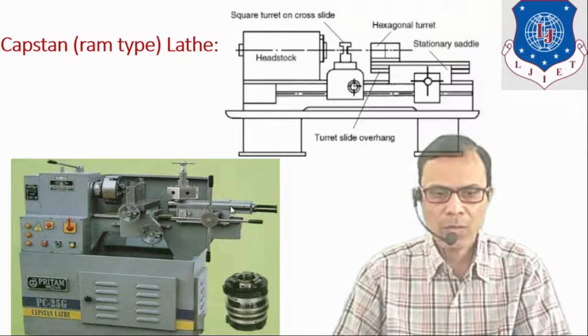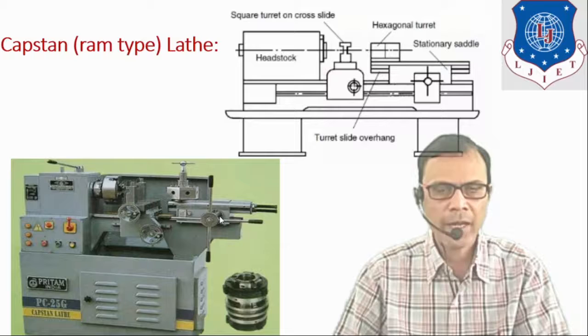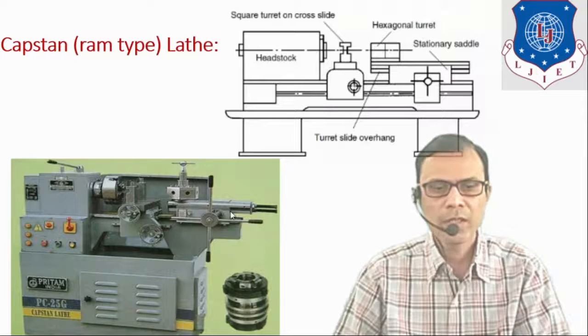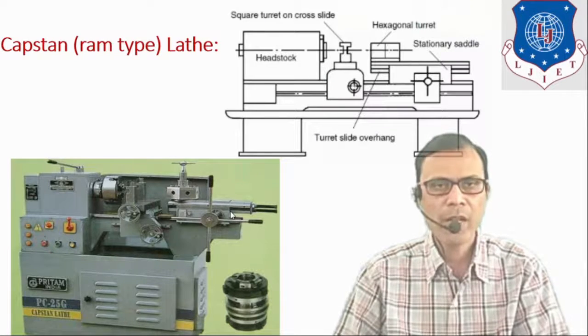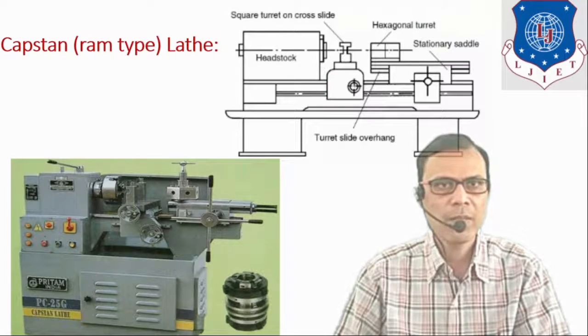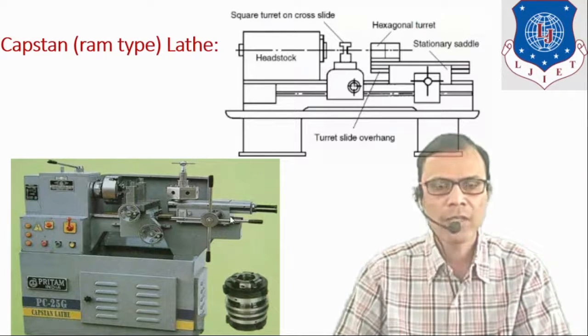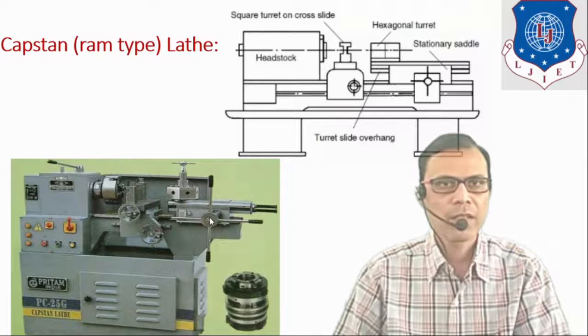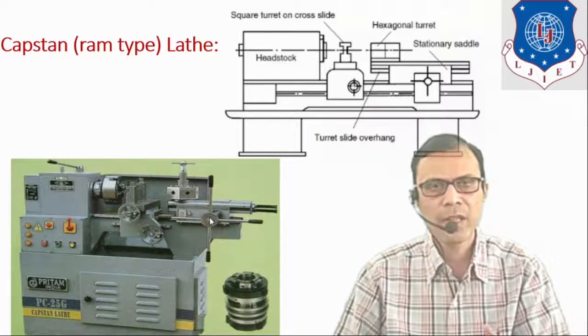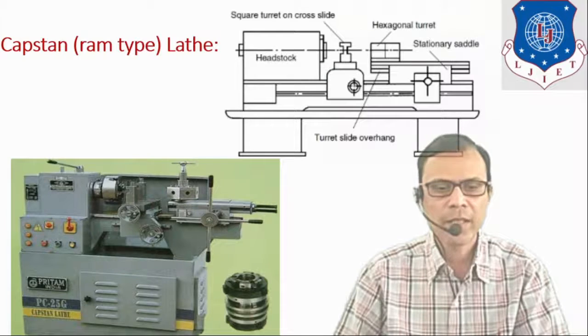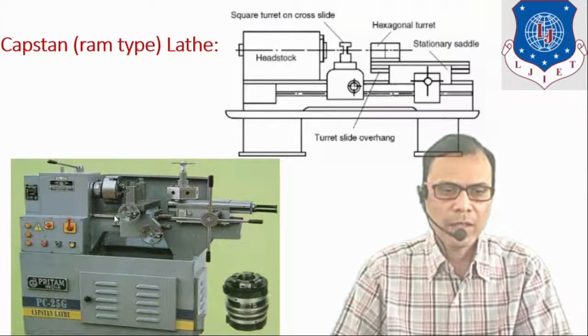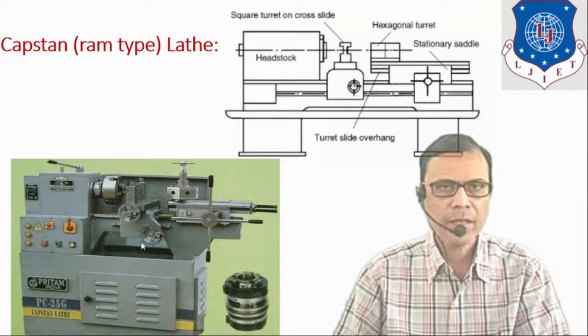By operating this hand wheel we can move this ram, but the movement of this ram is limited because it depends on the length of the guideways on this saddle. So as per the length of the guideways this ram can be moved. And this part is known as the carriage assembly.